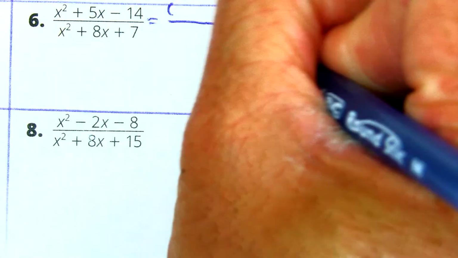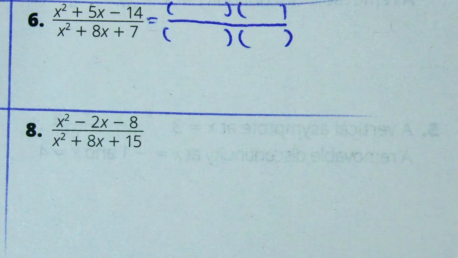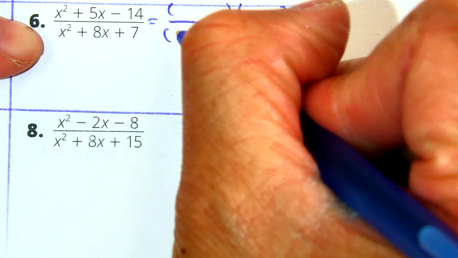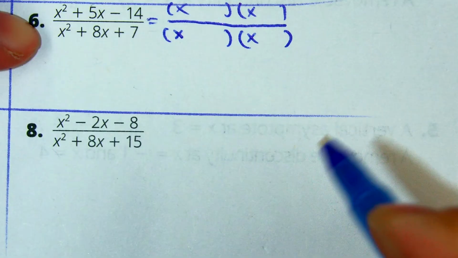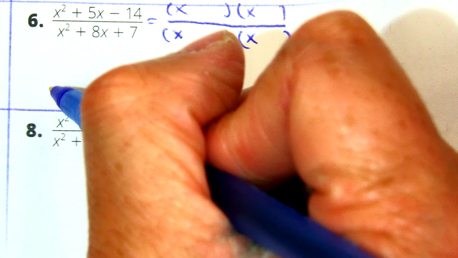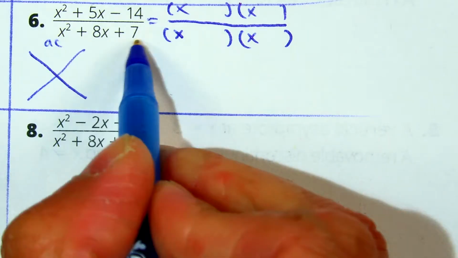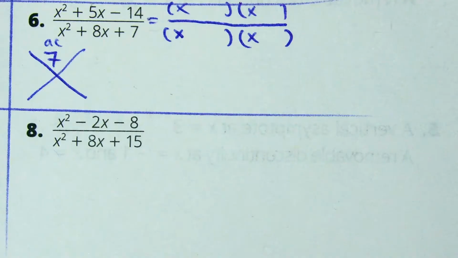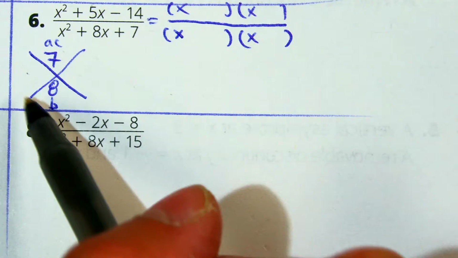Teresa, when you factored, pick one, top or bottom? And what did you get when you factored? Do you want to do the X together? Teresa, what is A times C? 7. Correct. Your B value? What two numbers will multiply to be 7 and add to be 8?